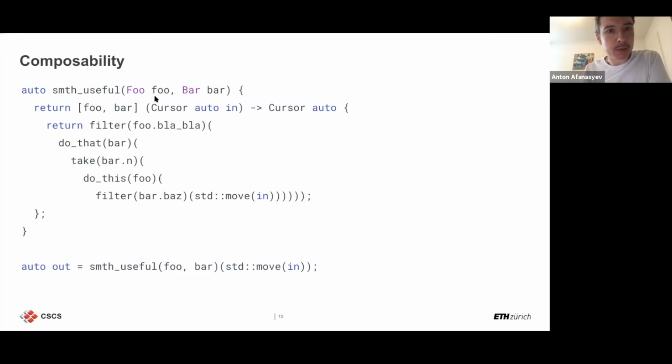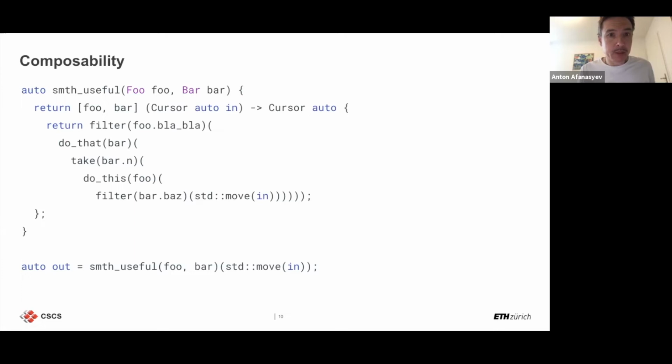We take parameters from the first arguments. We do that. We take some first elements in the string. We do this, and we filter again, and we do some other stuff. So this is the way we can decompose our algorithm into parts, and this is important.